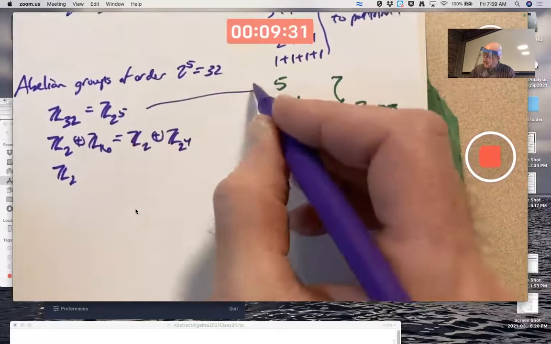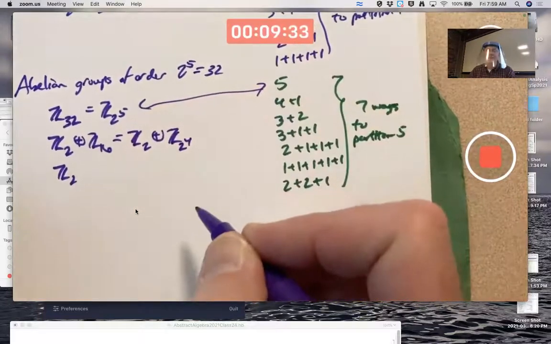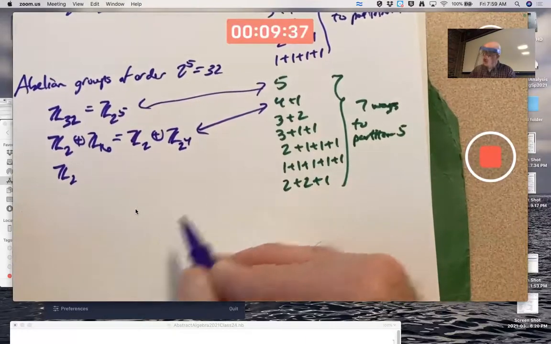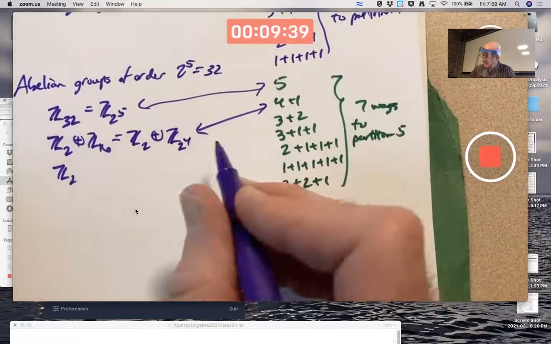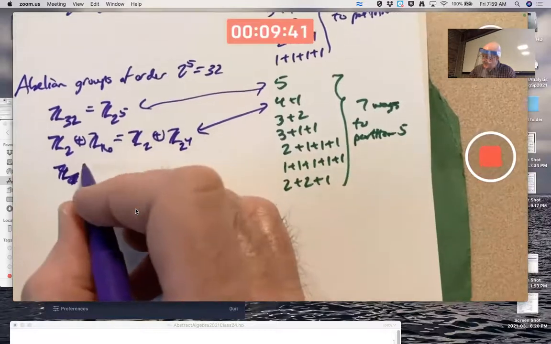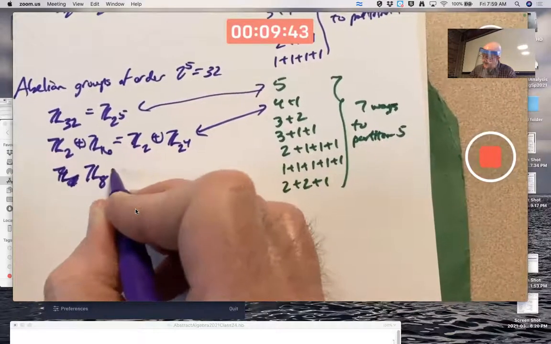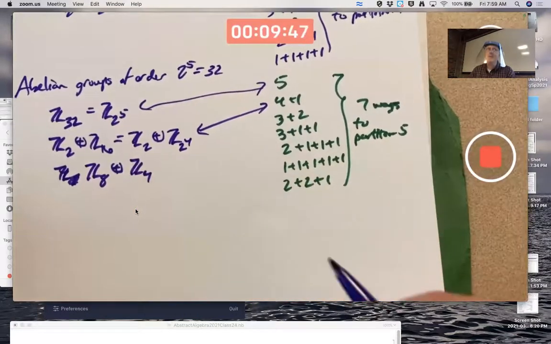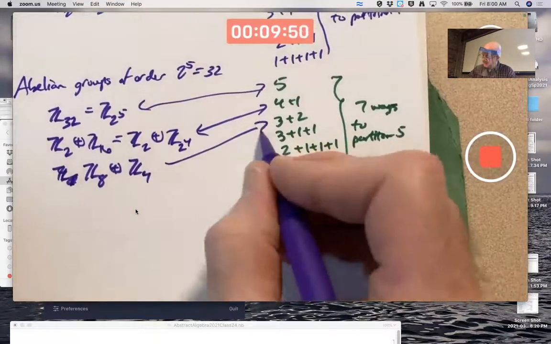This option corresponds to that first partition of 5. This option corresponds to that second one. What would correspond to this third one? Z sub 2 cubed, 8, external direct product with Z sub 2 squared, 4. That corresponds to this one.